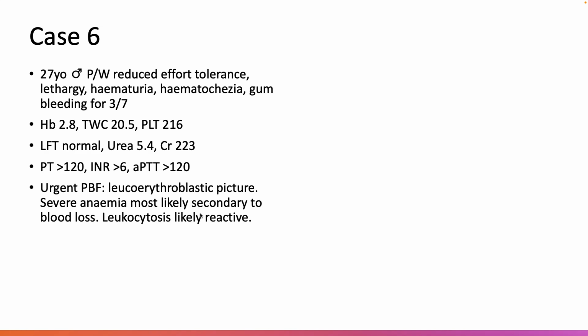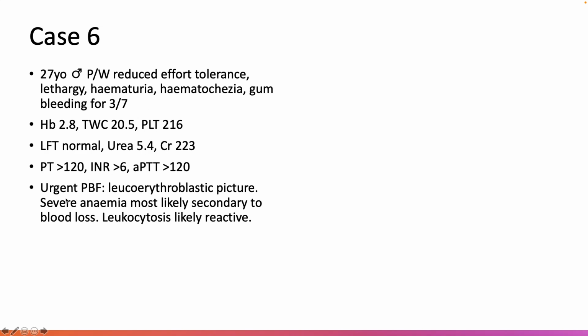He presented with a hemoglobin of 2.8. That's super low, with a white cell count of 20 and a platelet count of 200. The liver function is normal. Urea is normal, but the creatinine is elevated. You can look at the coagulation profile. Not surprisingly, now you're dealing with a coagulation issue in which the APTT and PT are both prolonged, but the platelet count is normal.